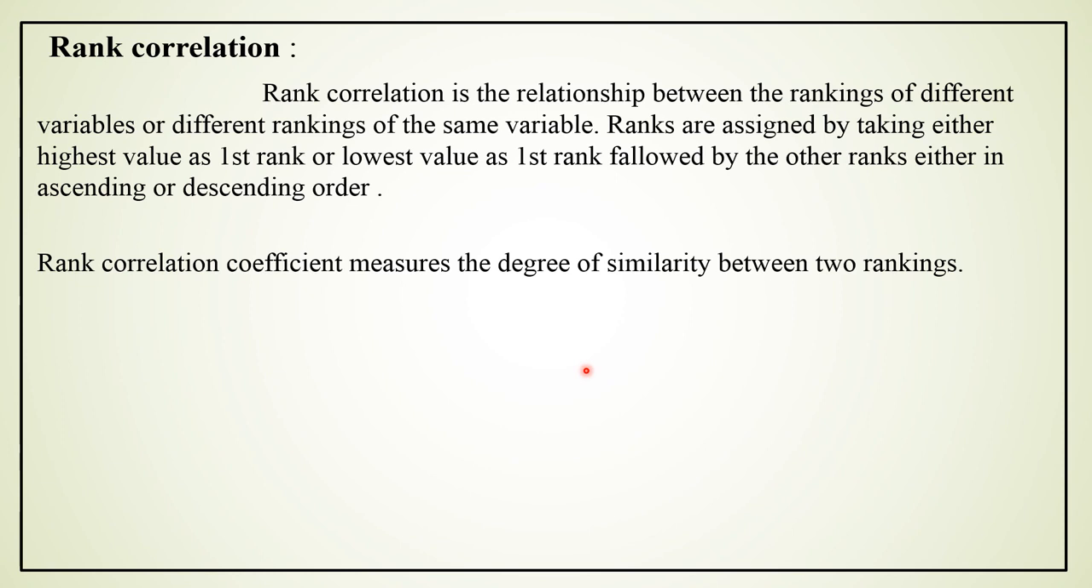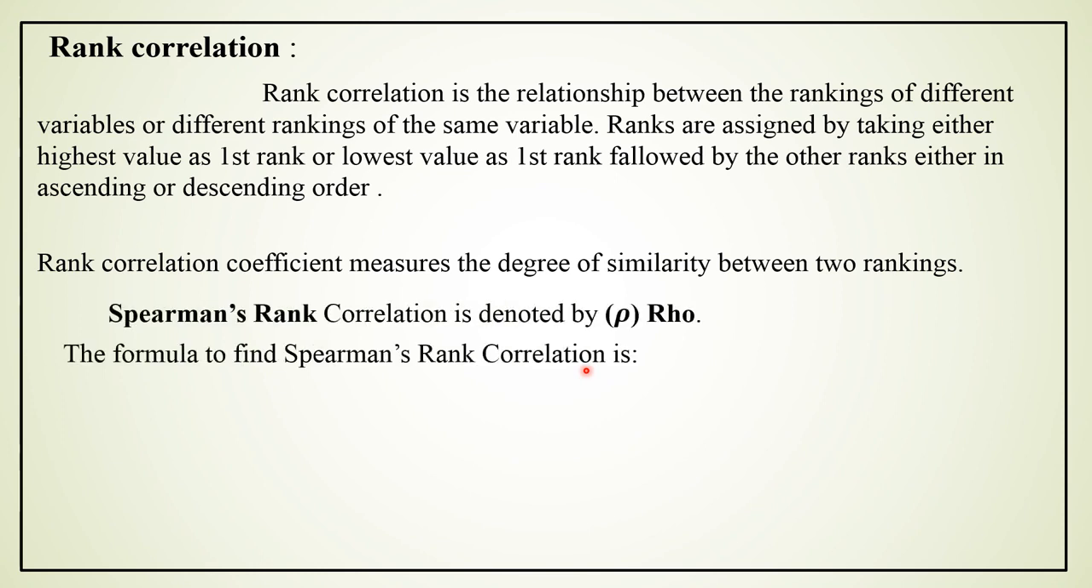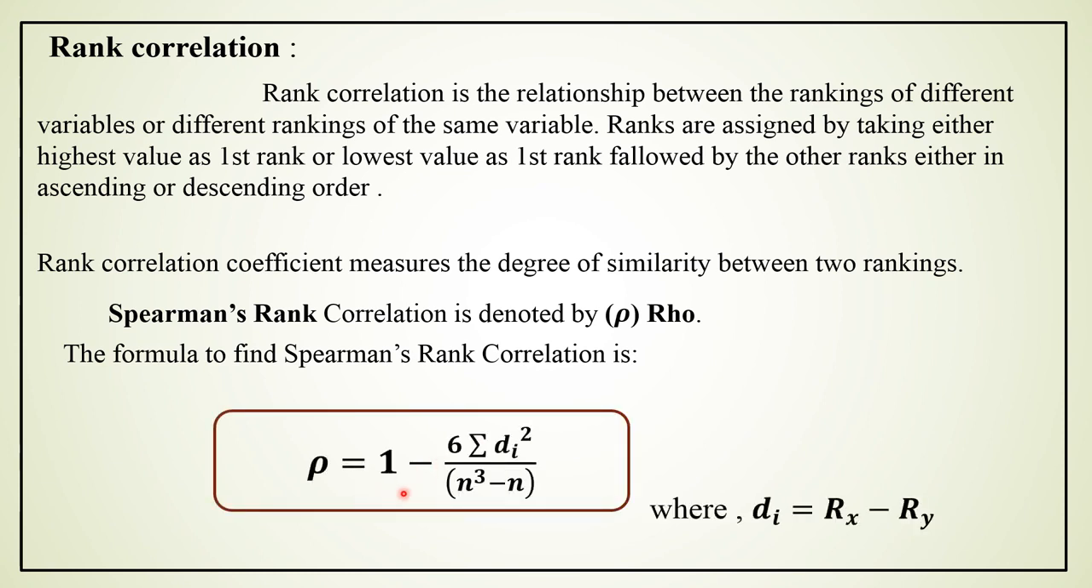There are various formulas to calculate the rank correlation coefficient between the variables. One such formula is given by Spearman. The Spearman's rank correlation is denoted by rho and it is given by rho is equal to 1 minus 6 into summation of di square divided by n cube minus n, where di represents the difference between the rank of the variables x and y and n indicates the number of observed values.